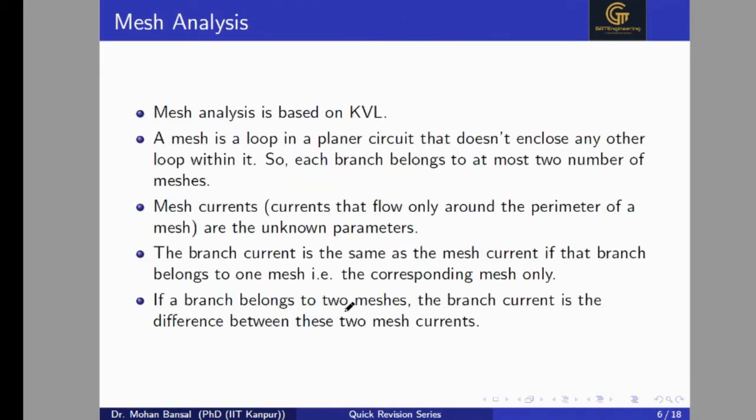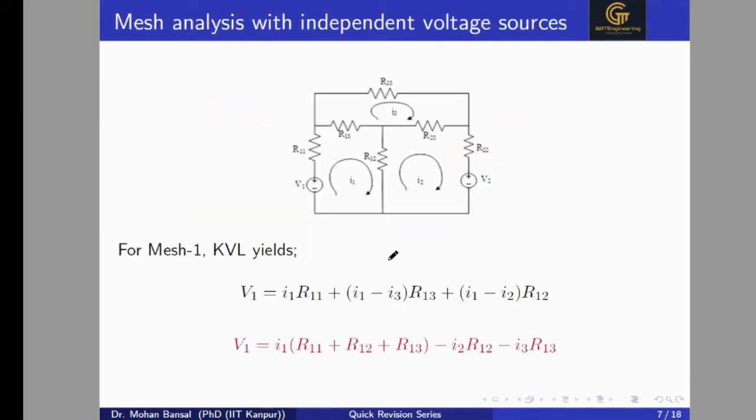Now you can understand that if a branch belongs to two meshes, the branch current is the difference between the two mesh currents. Now we'll apply KVL in the first loop, and we will apply KVL in all these loops separately and find the loop currents, or mesh currents. So: minus V1 plus R11 I1 plus (I1 minus I3) times R13 plus (I1 minus I2) times R12. This is the equation, and we can simplify it to get V1 equals I1 times (R11 plus R13 plus R12) minus R12 I2 minus R13 I3. This is the expression we got from the first KVL.